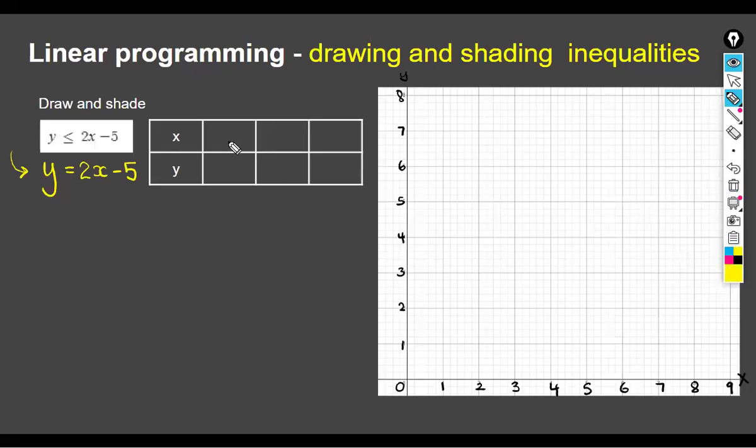So I'm going to choose some values, right? Now, I'm going to choose, let me see. I'm going to choose, what can I choose here? I'm going to choose 3, 4, and 5. Let's see if those values work. I want you all to calculate the corresponding y values.